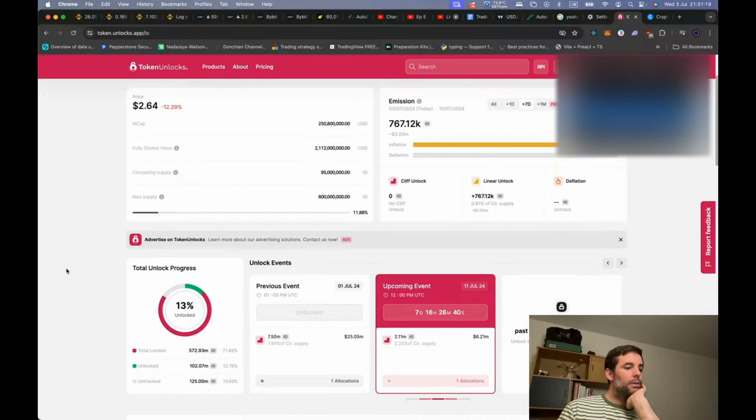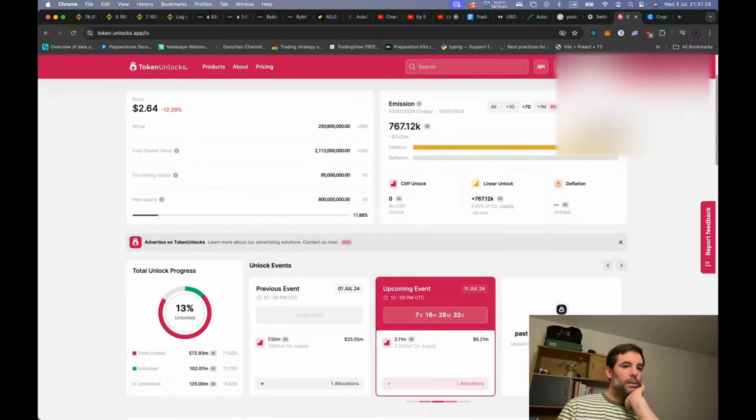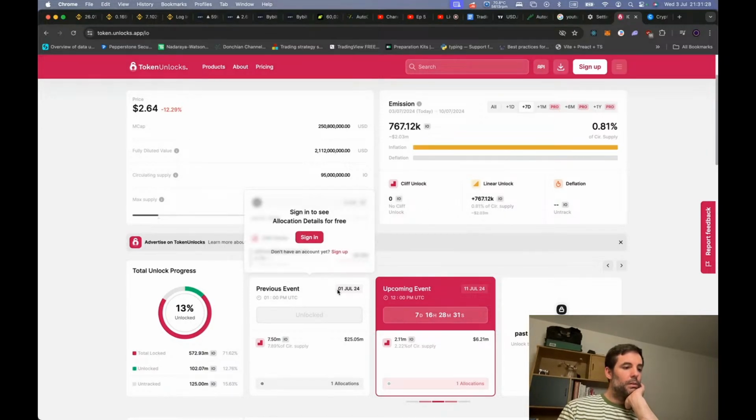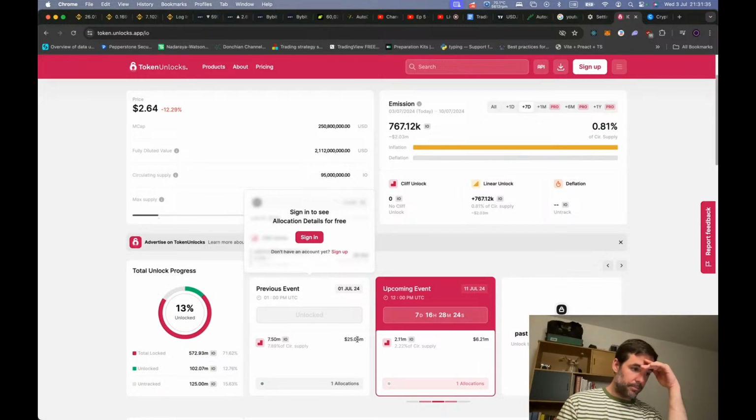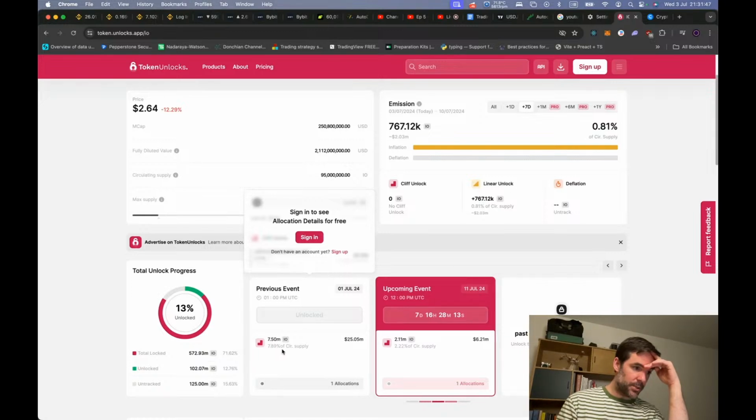So the previous event was 1st July. Okay. And they actually unlocked 25 million in US dollars, so 7.5 million IO. So basically what they did is that they added 7.89% of the supply of the coin.